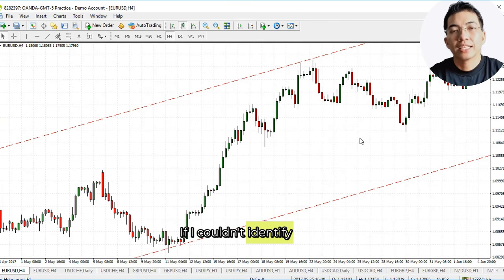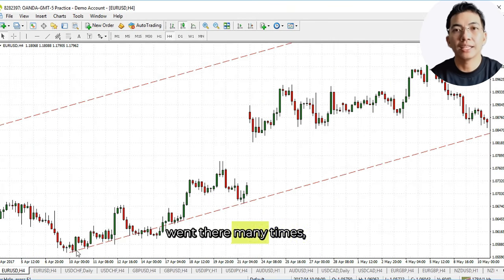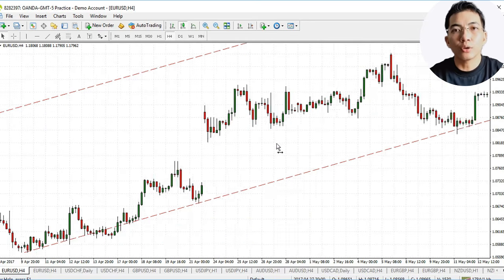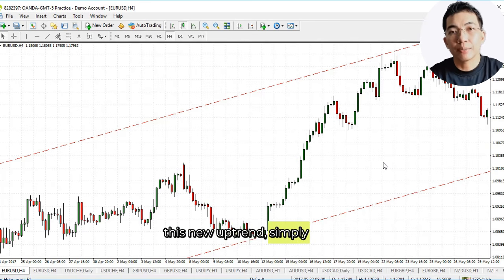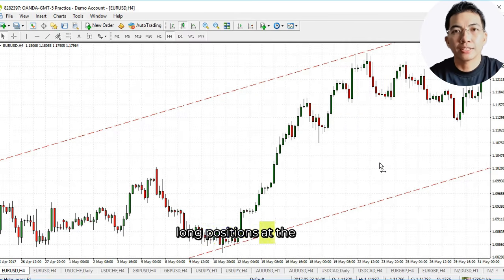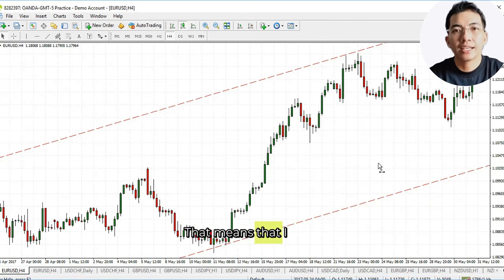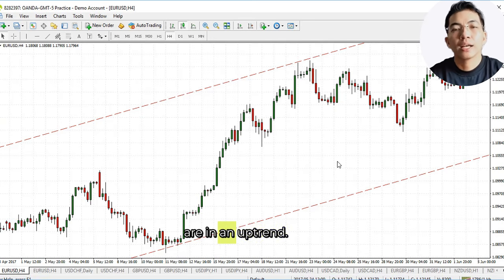If I couldn't identify the up channel, at least I had my uptrend line at the bottom, which is quite clear because you can see that the price went there many times, like at the beginning or going on another time here. So at least we had a hint of this new uptrend simply following our trend line. So starting from this part of the chart, I will look for long positions at the bottom of the channel. That means that I want to buy euro-dollar when the price is convenient, because we are in an uptrend.